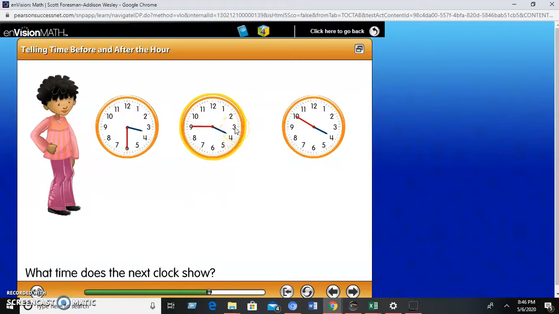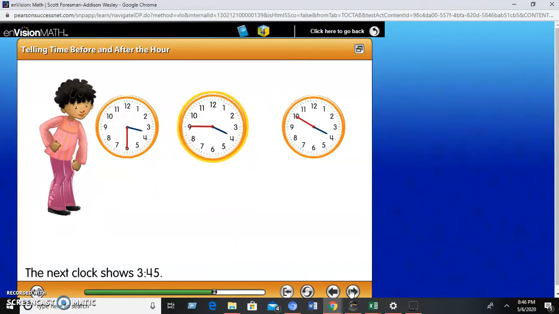So it's 3, and let's count. 5, 10, 15, 20, 25, 30, 35, 40, 45. It is 3:45. The next clock shows 3:45. Now we're going to find out how many minutes before 4.